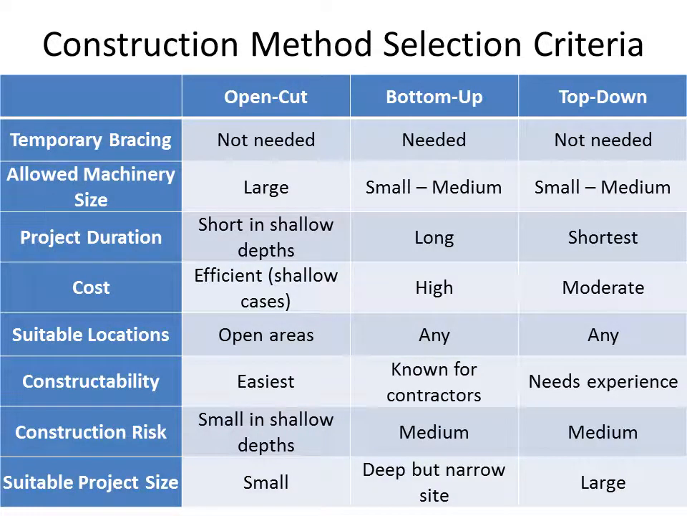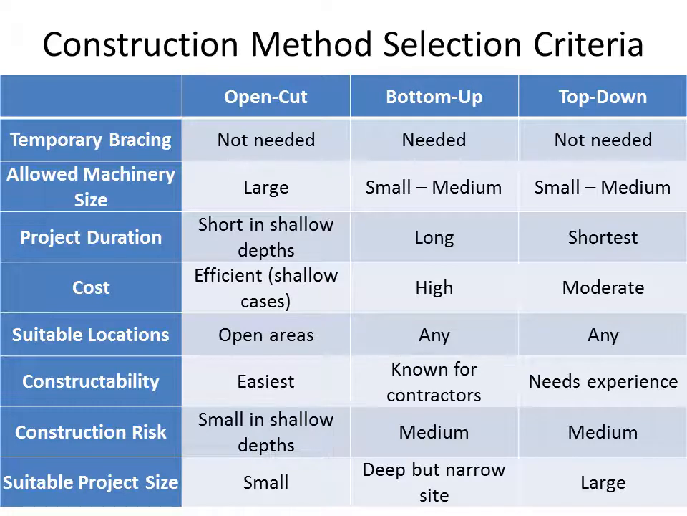This is a very simple comparison between the three different methods. And typically, as we mentioned, the shortest project duration is the top down. The simplest to construct is the open cut. However, you have an issue with land ownership because you need to maintain an angle of repose. So you need to bear in mind a distance from any neighboring structure.